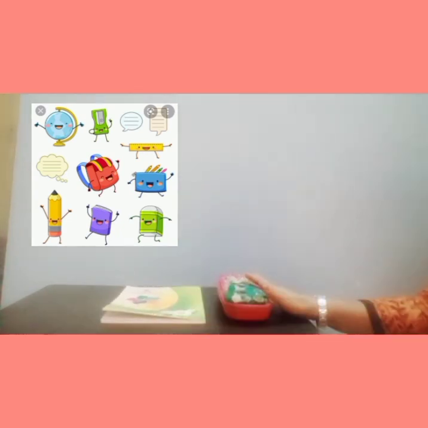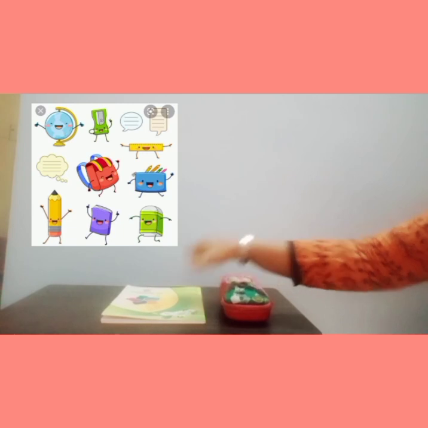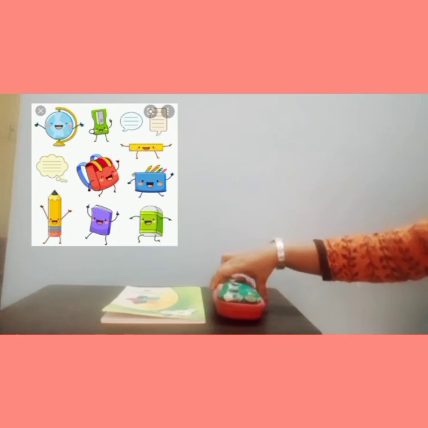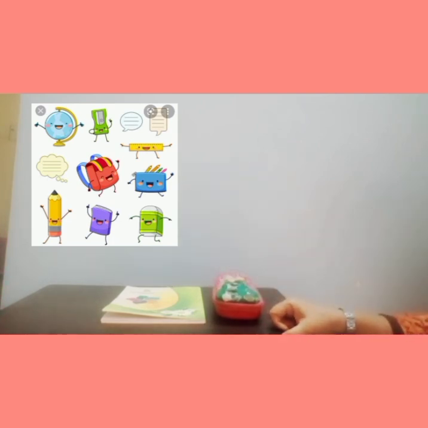Okay children, from today you should keep your books properly in your cupboard and you should keep your pencil, eraser, sharpener and scale in the pencil box and keep it inside your cupboard. So that when you come to school, it will be easy for you to pack your bags.